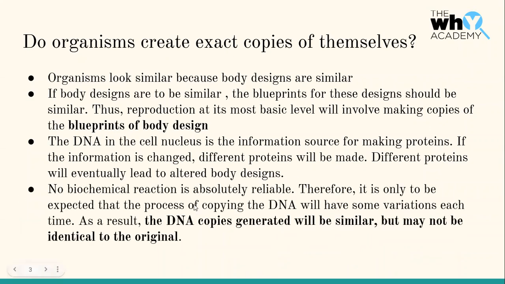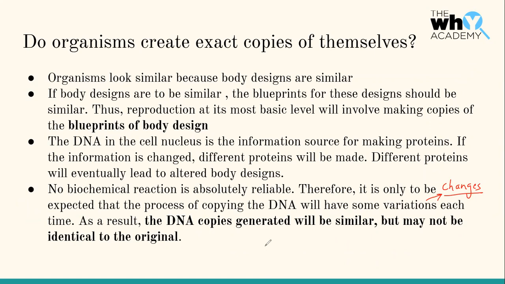No biochemical reaction is absolutely reliable, right? Which means it's prone to errors, basically. Which means copying DNA will have some variations, right? So these changes, basically the changes which happen, are called variations. They don't have to be that drastic, like a 6th finger or an additional thumb, something like that. There could be very small, minute ones also, which go unnoticed.